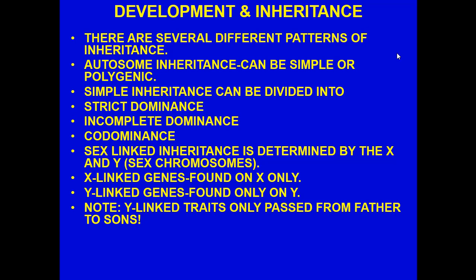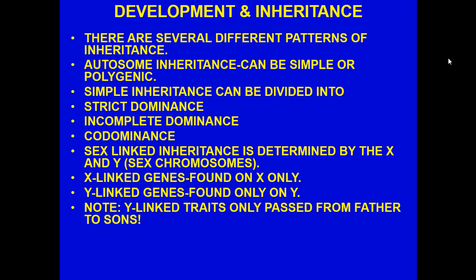Now, let's move from there to sex-linked inheritance. Remember we said there was one last pair that has basically, if you're female, you're going to have two X chromosomes. If you're male, you're going to have XY. Now, what that means is if you have X-linked genes or a particular trait that's connected to that X, you'll only find that on the X, and Y, you'll only find that on the Y. So Y-linked traits are only passed from father to son.